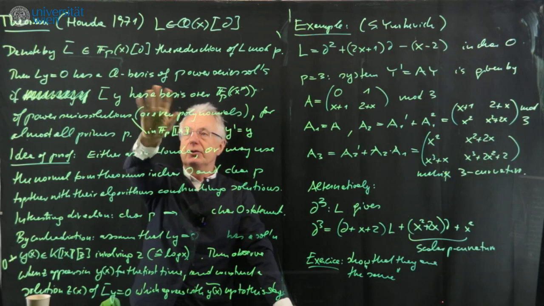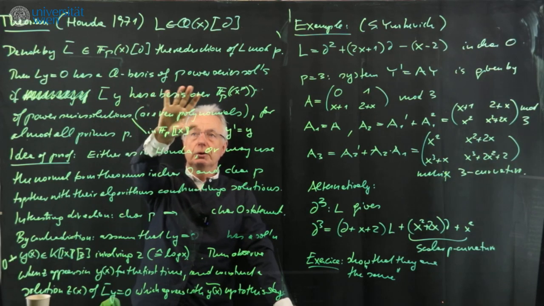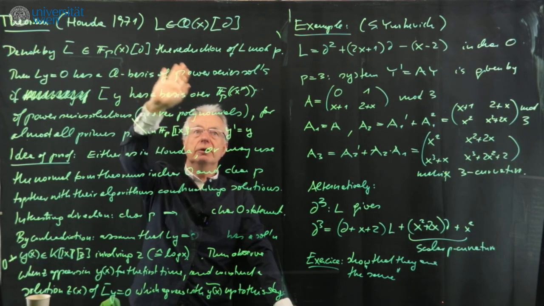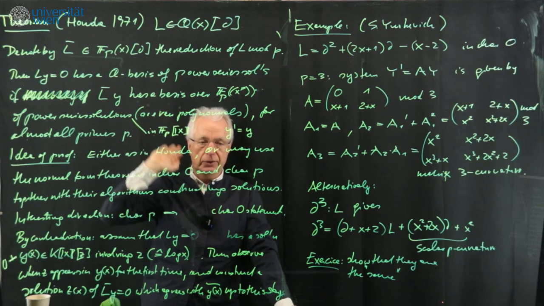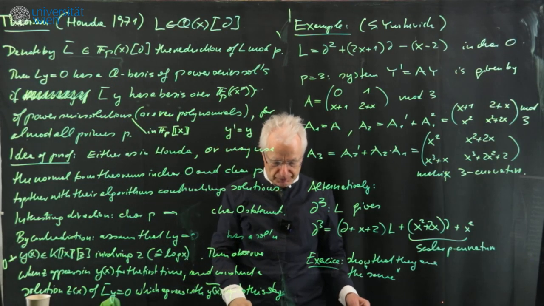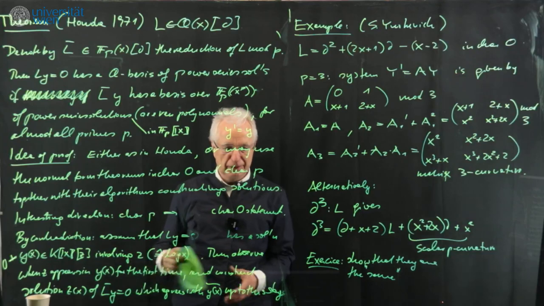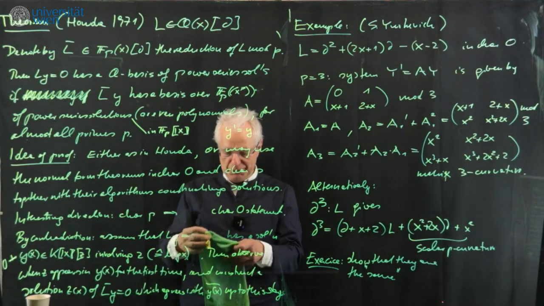It is just: if you have the basis of power series solutions mod p for almost all p, then you have a power series solution in characteristic zero. Okay? Thank you. Very good observation. So that's already an exam almost, no?